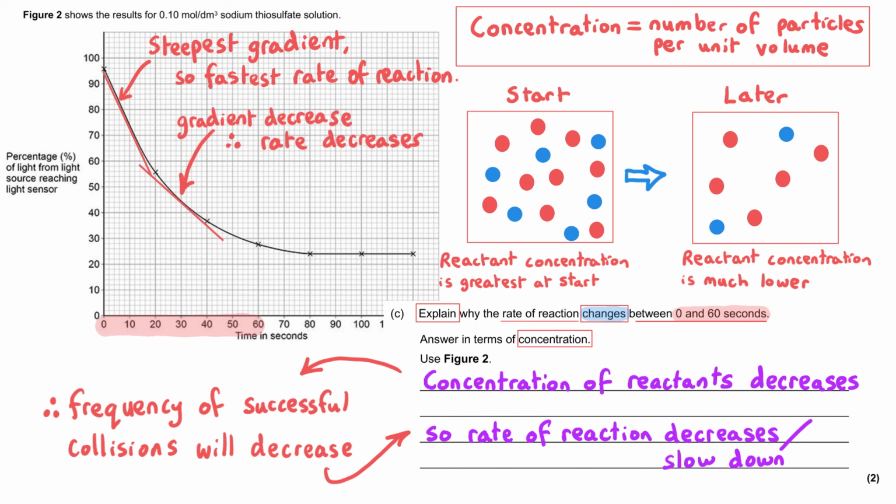And then over time, the gradient decreases as that reactant concentration decreases, and the concentration decreases some more, and the gradient decreases some more, and so the rate of reaction decreases as time passes.